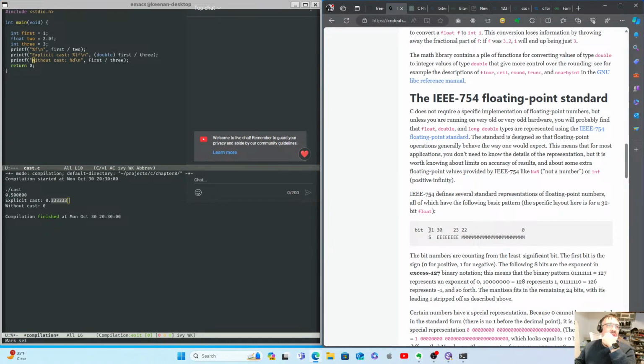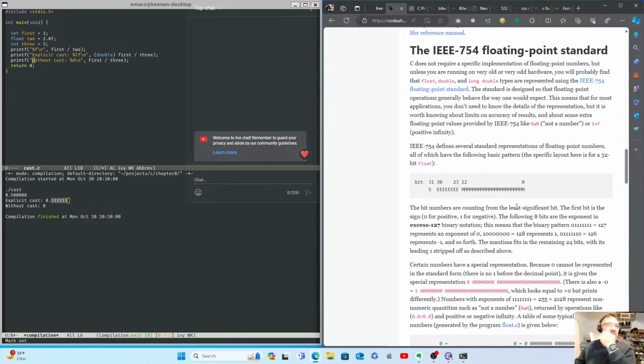Bit S. The bit numbers are counting from the least significant bit. The first bit is the sign, 0 for positive. I see, okay. 1 for negative. The following 8 bits are the exponent in excess-127 binary notation. This means that the binary pattern 01111111, equal to 127, represents an exponent of 0.